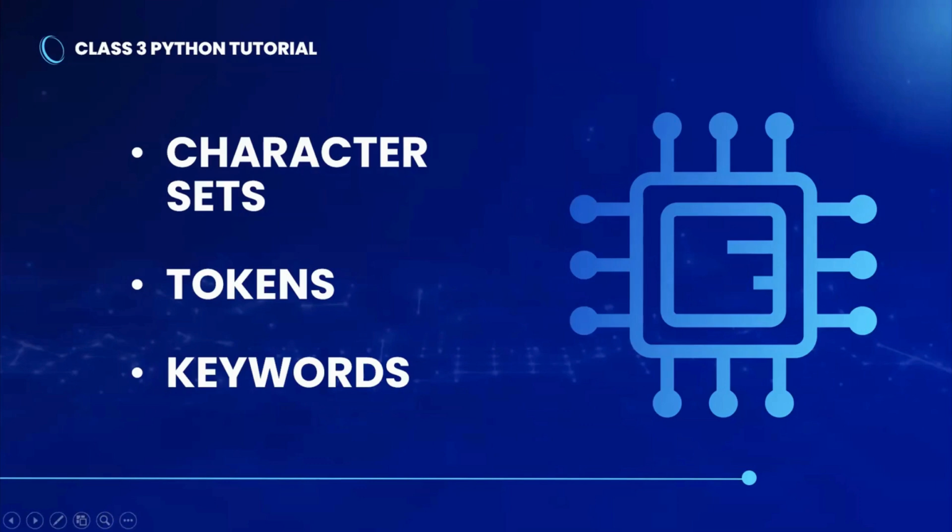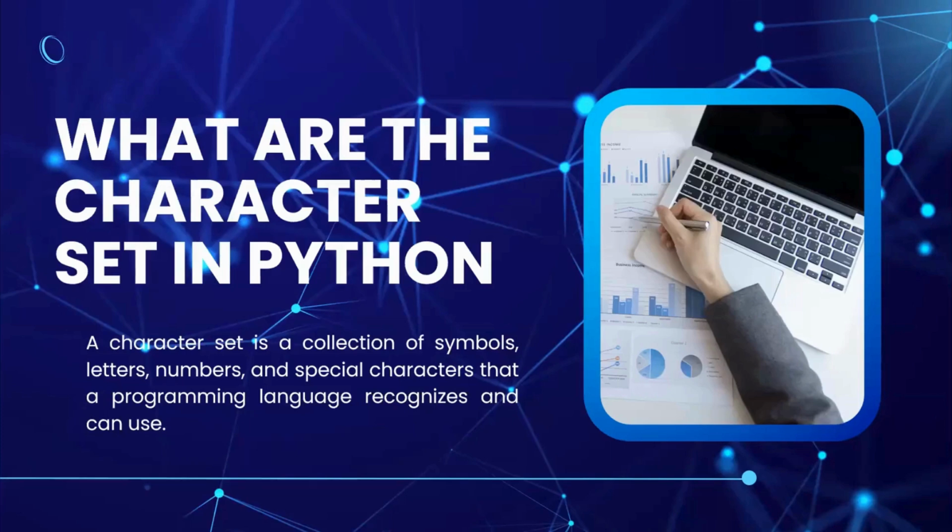So let's start with today's class: character sets, tokens, and keywords. Starting with, what is a character set in Python? A character set is a collection of symbols, letters, numbers, and special characters that a programming language recognizes and can use. In simple words, you can say it is a set of valid characters which is acceptable by a programming language when writing programs.